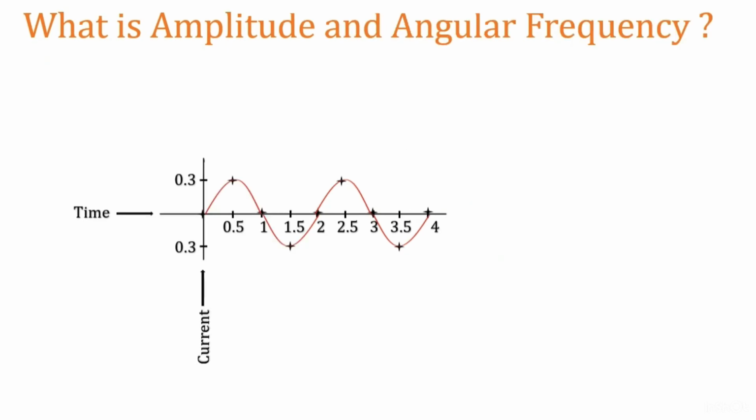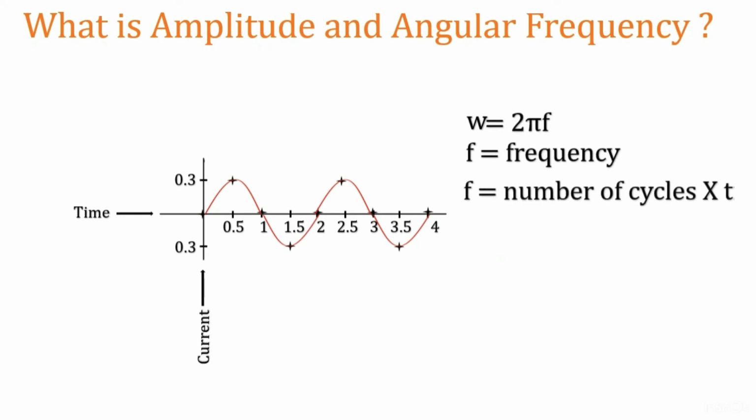And the angular frequency is denoted by omega, where omega equals 2 pi f, where f is the frequency, which is given by the number of cycles divided by the total time taken.